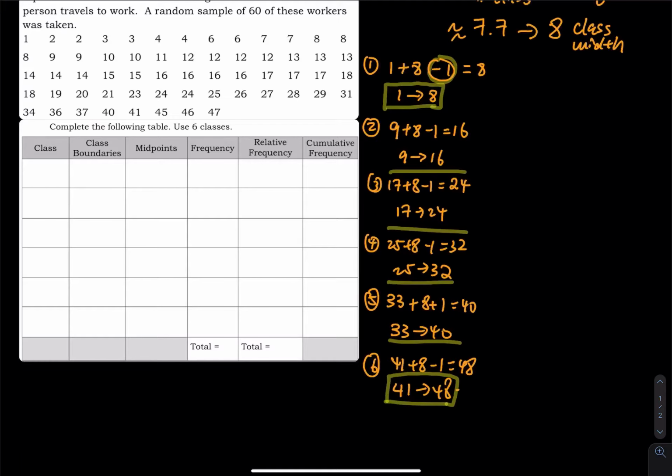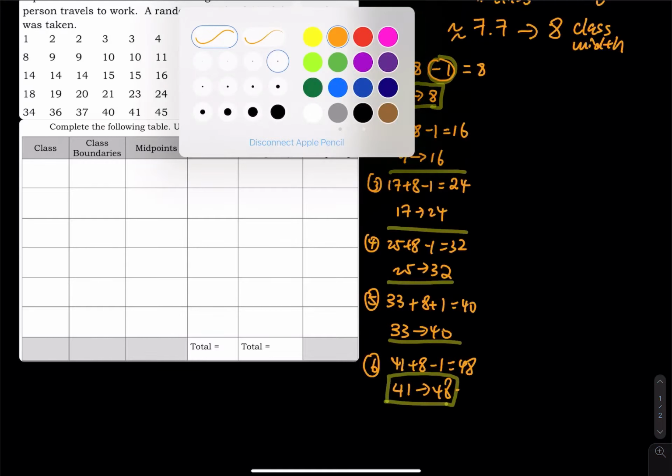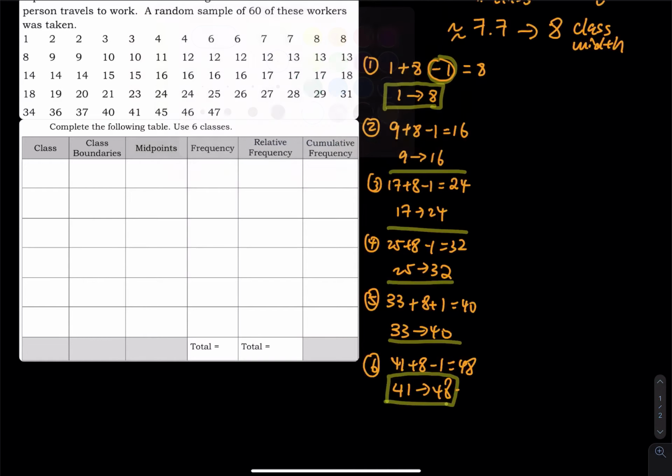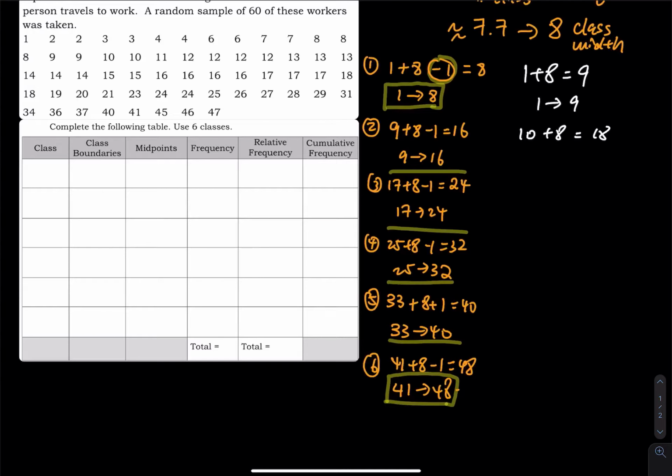What if I don't subtract 1? I'm going to do that for you, of course. If you do not subtract 1, that means you accumulate 1 more unit at each class. So 1 plus 8 is equal to 9, so you go from 1 to 9, right? And then 10 plus 8 is 18, so you go from 10 to 18. Then you start at 19 plus 8, 27, so you go from 19 to 27. And then you start at 28 plus 8, that equals 36.